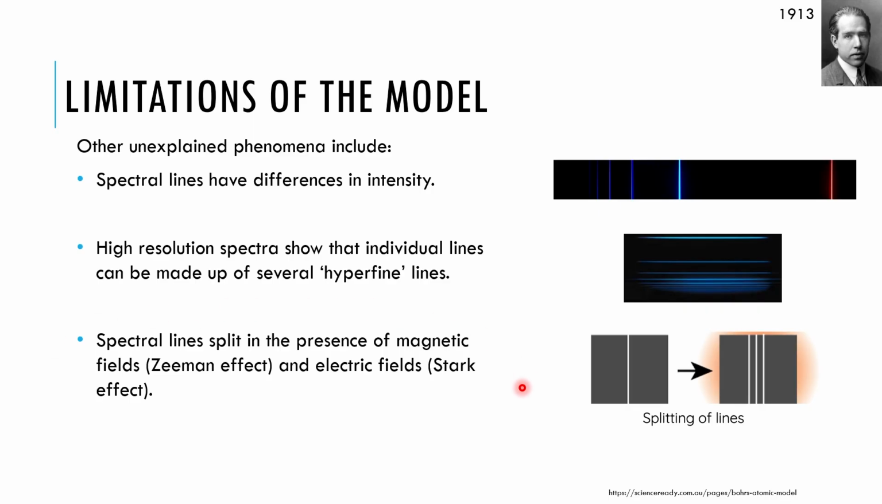Scientists at the time also knew that if you were splitting light into spectral lines, but place that spectra in the presence of a magnetic field, the Zeeman effect started to arise. And similarly, in the presence of an electric field, the Stark effect arose as well. And what you would see instead of one spectral line was a splitting pattern occur instead. Again, Bohr could not account for this or any of the others.